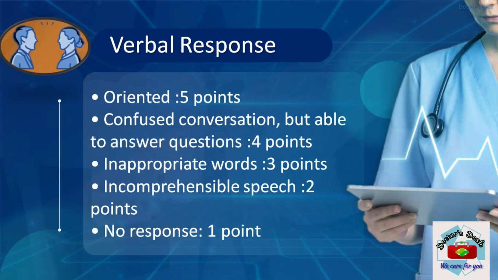Now, verbal response. If the person is oriented, we will give 5 points. If the person is having confused conversation but is able to answer questions, then we will give 4 points. If the person produces inappropriate words, we will give 3 points. If the person produces incomprehensible sounds, then we will give 2 points. If the person is having no response, then we will give 1 point.